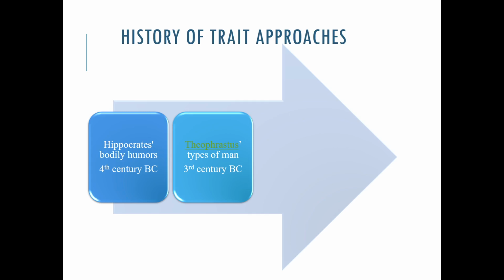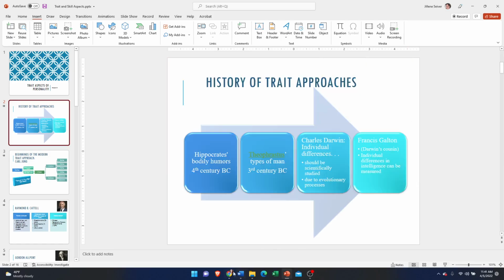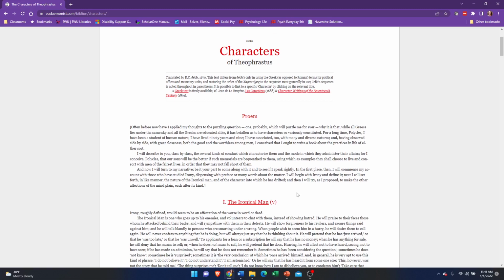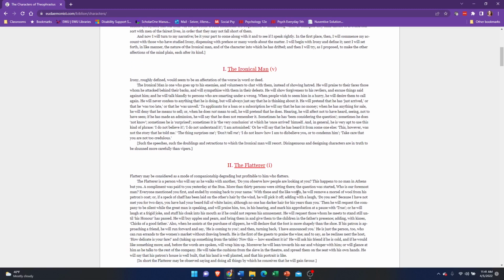I'm going to do a little awkward transition real quick here to show you Theophrastus's characters. And so the key thing that I want you to notice on this page isn't necessarily what it says, but just how much it says. So here's sort of his introduction. And then he's describing the traits that would be associated with these different kinds of characters.